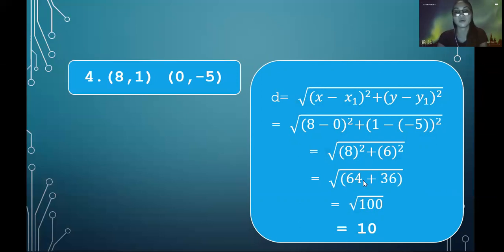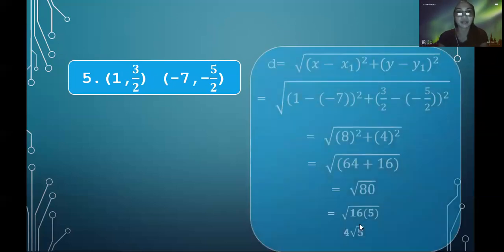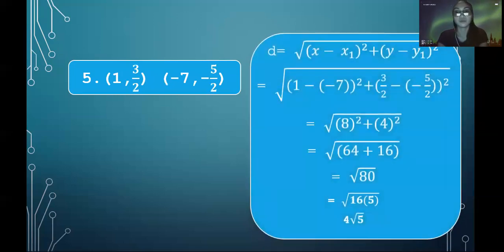So 64 plus 36 is equal to the square root of 100. So the square root of 100 is equal to positive 10. Number 5.